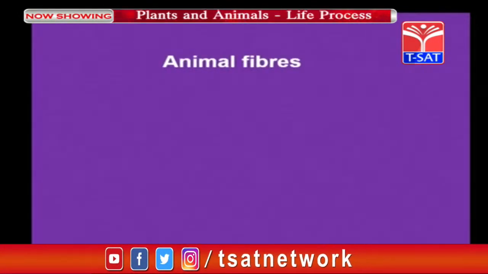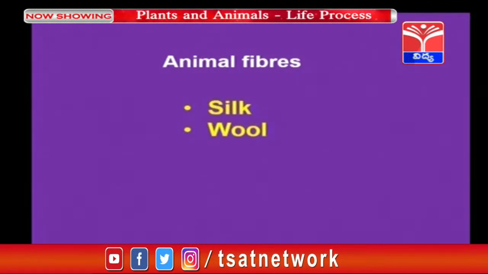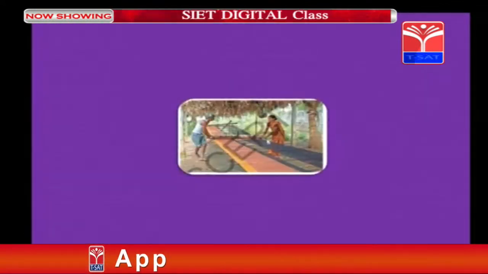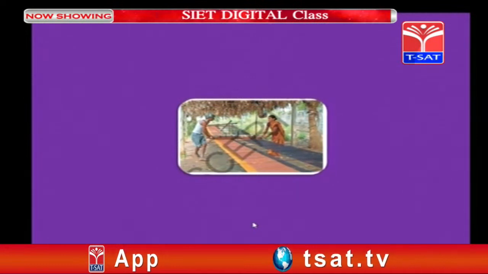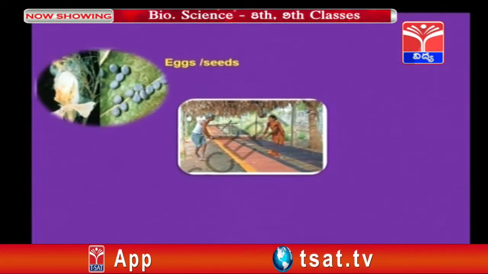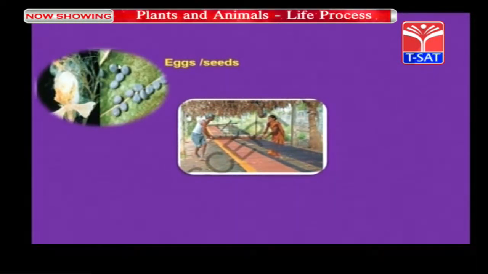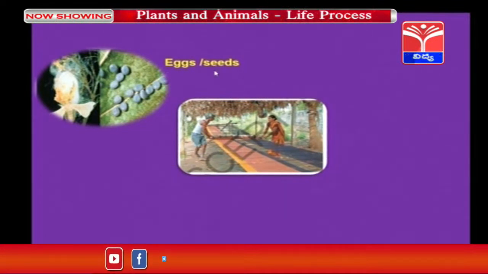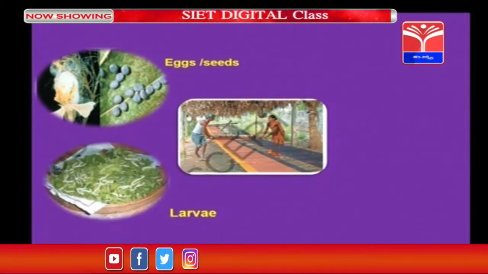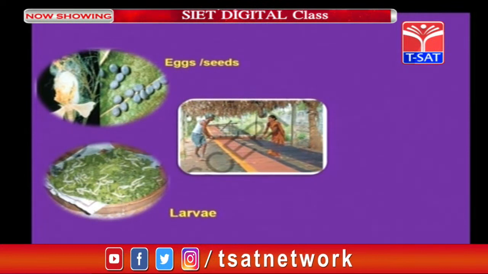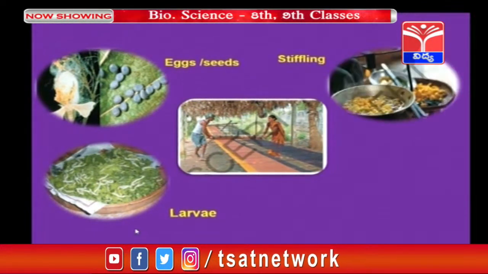Let us know about animal fibers. Silk and wool are coming from animals. Here they are weaving a silk saree. Silk is coming from silkworm. This is the silkworm. Its eggs are called as seeds. Larvae come out of the eggs. It feeds on mulberry leaves. Later it changes into cocoon.